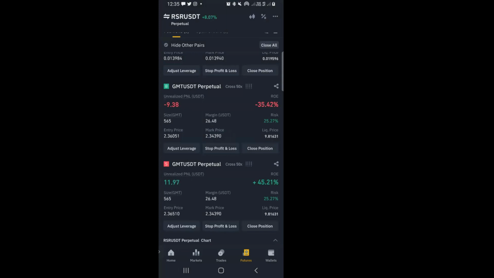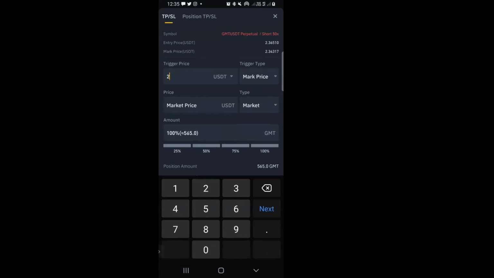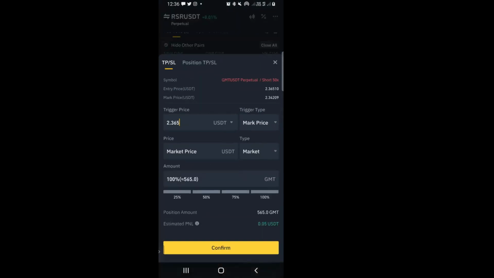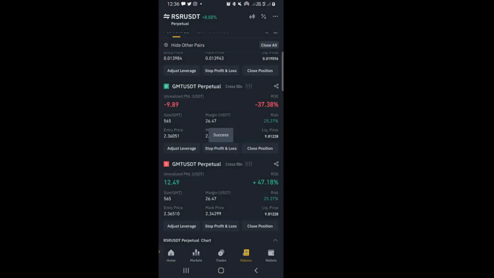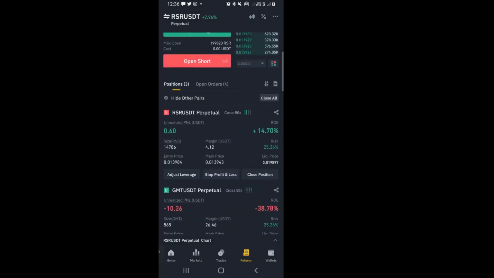Since this one, if it goes up, I'm going to make profit. I don't have to worry. So the real stop loss for this one should be my entry, 2.365. You can see me still setting stop loss and everything. With this trade, I'm already making profit. It's very important you always set your take profit and stop loss.